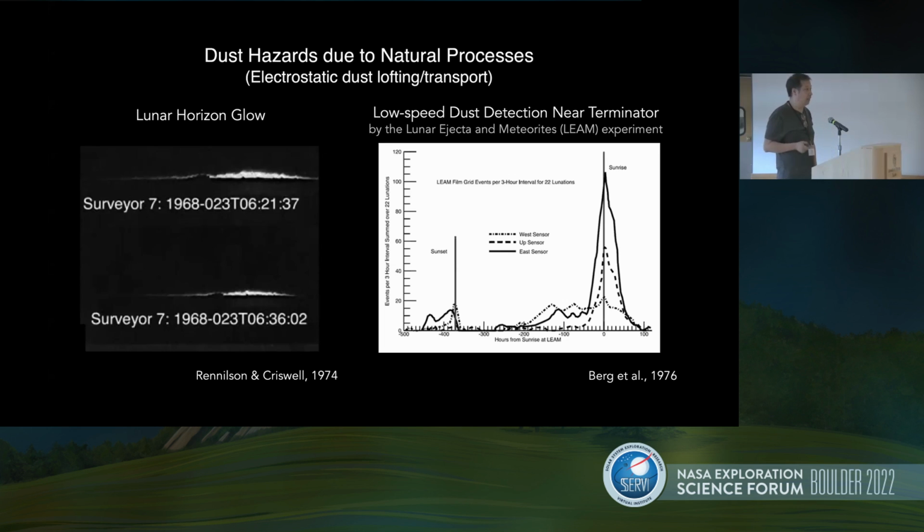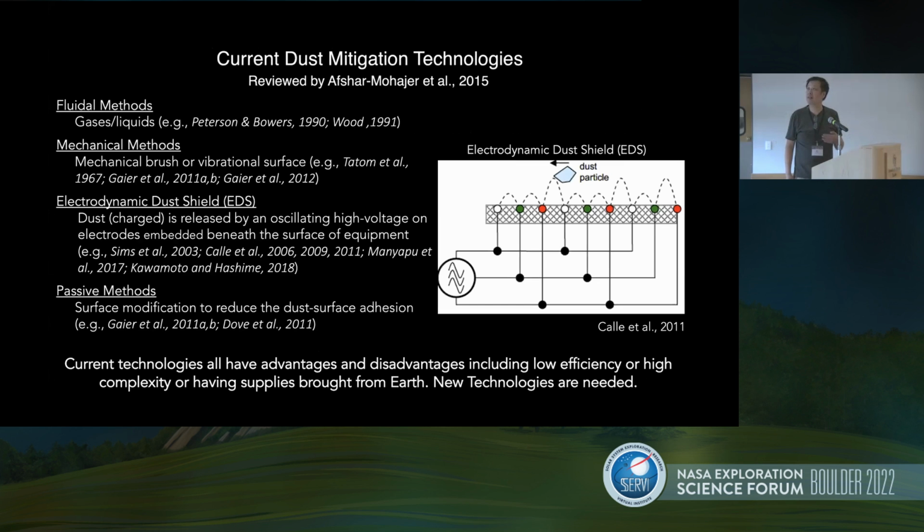So we have a dust issue. What do we do? We have to mitigate dust. So here's a quick review of current dust mitigation technologies. There's a fluidal method using compressed gas or liquids to wash dust, or you can use a mechanical method like brush or vibration to shake dust off. And currently there's the electrostatic dust shield, which is one of the leading technologies. It basically applies a high, oscillating voltage on embedded electrodes on the protected surface to oscillate the charged dust and remove it.